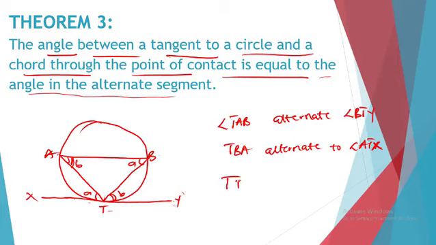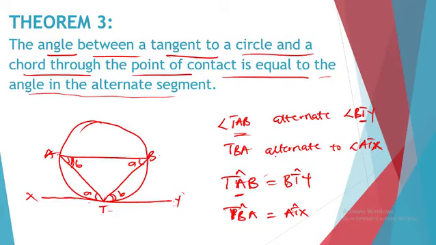Okay, then it means that angle at A in triangle TAB is equal to angle at T in triangle BTY. Since this is alternate to this, and this is alternate to this, angle at A in this triangle is equal to the angle at T in this triangle. And similarly, angle at B in triangle TBA is equal to angle at T in triangle ATX. Okay, so that's exactly what we want to prove here in this theorem.